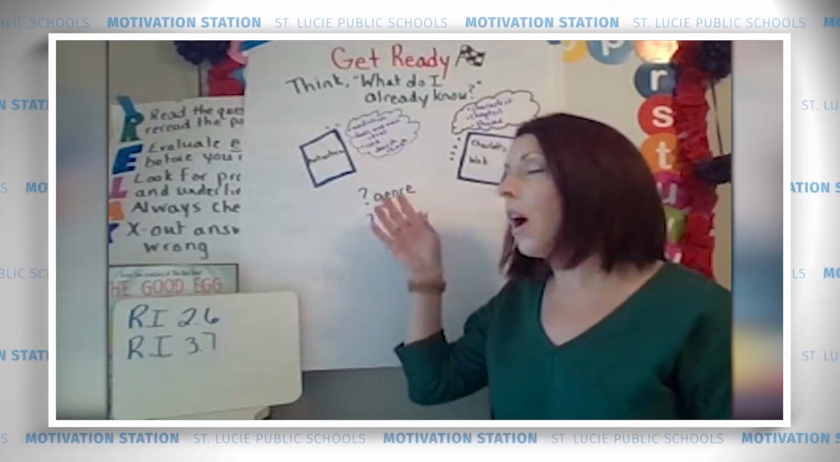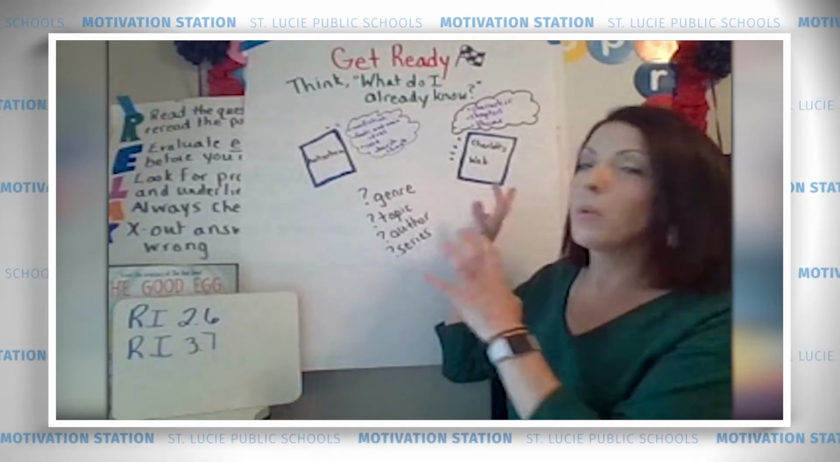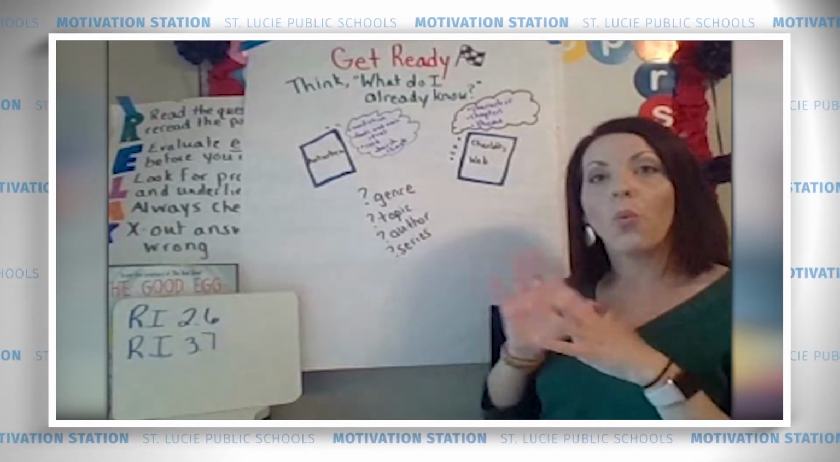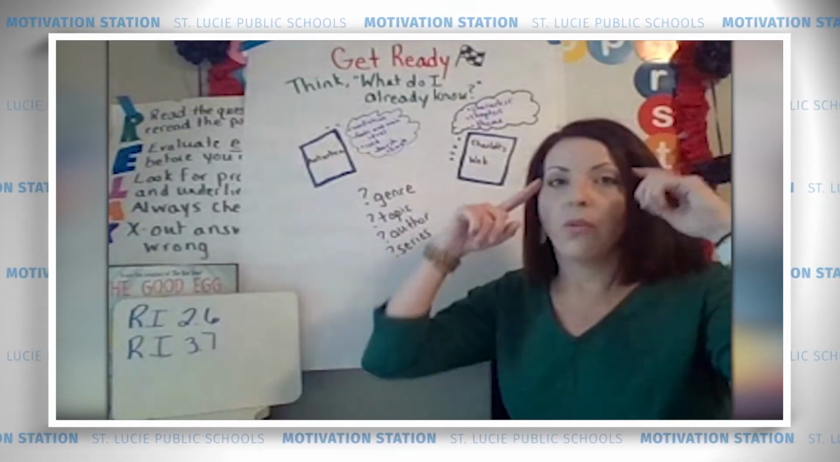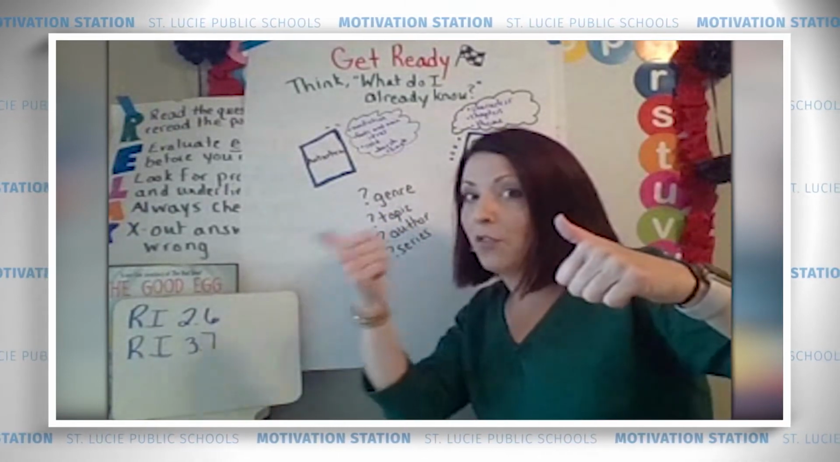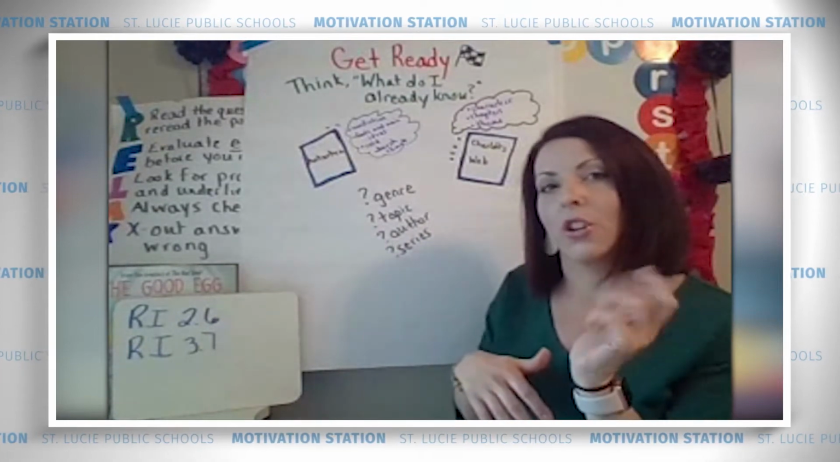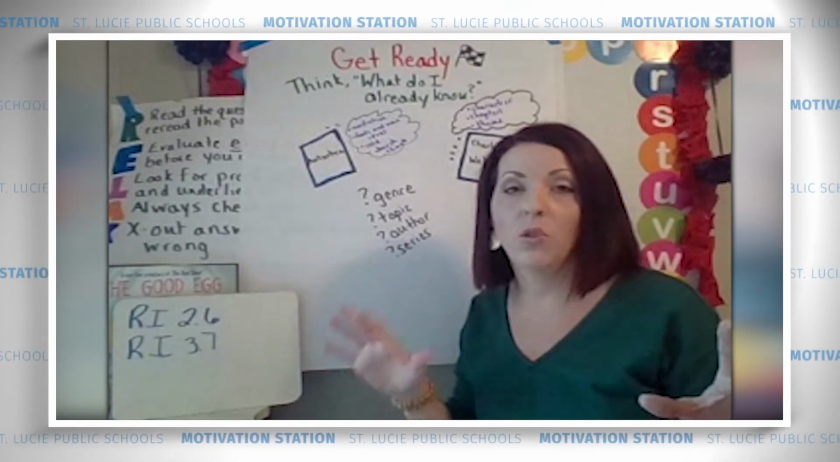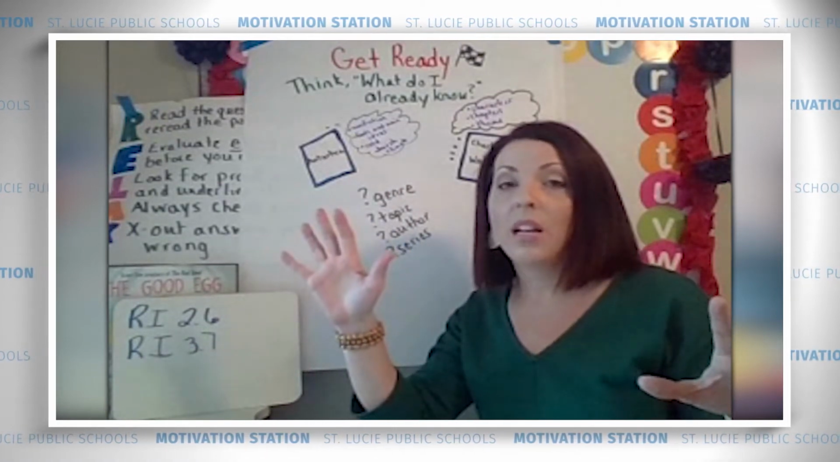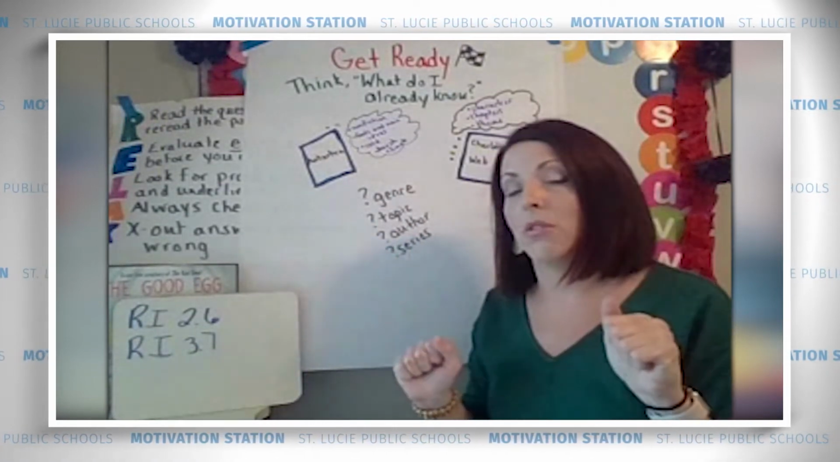So with this anchor chart, we want to make sure that we get ready for whatever text it is that we are going to read. So we want to ask ourselves, what's the genre? Meaning, is it informational or is it literature? And in those genres, we can have all different types. In literature, we can have all different types of literature text as well as informational text.